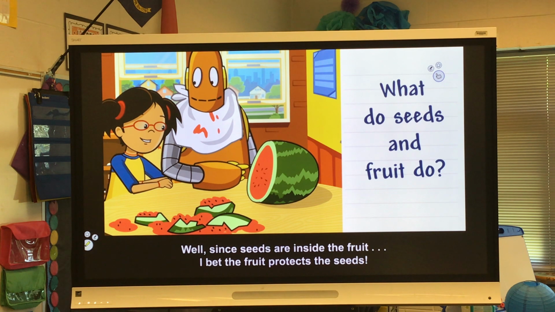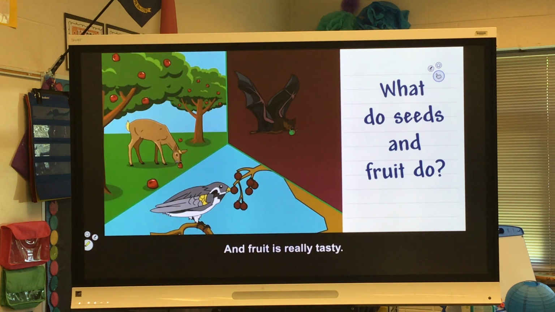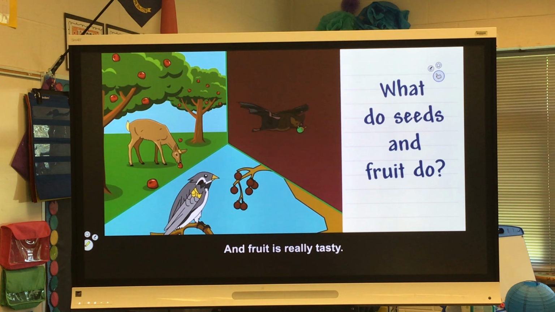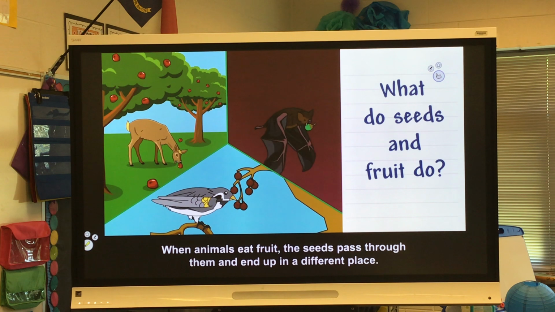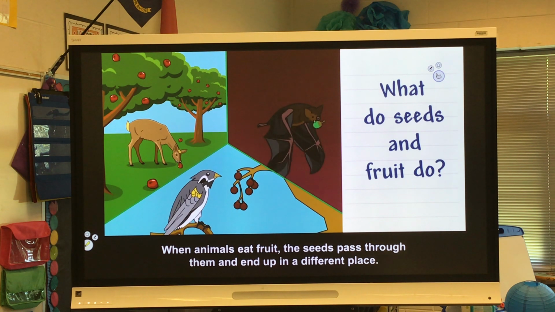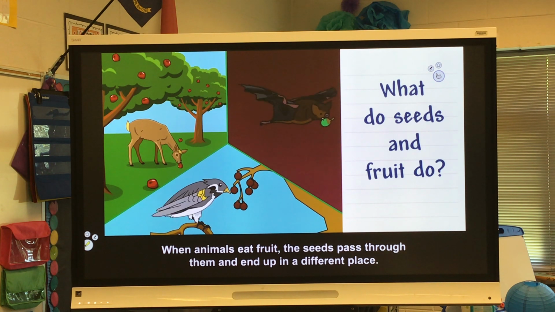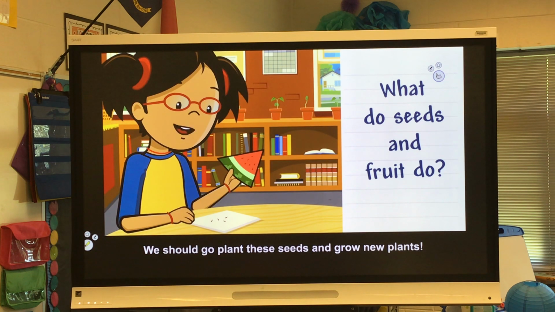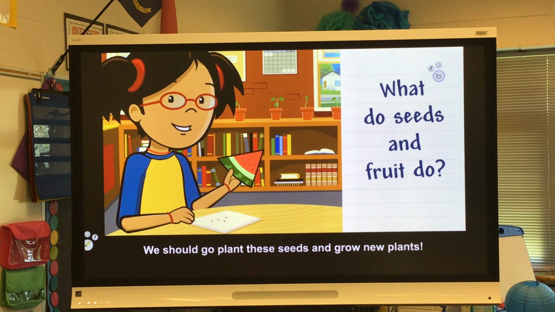Well, since seeds are inside the fruit, I bet the fruit protects the seeds. And fruit is really tasty. When animals eat fruit, the seeds pass through them and end up in a different place. We should go plant these seeds and grow new plants. Then we can have all the watermelon we want.